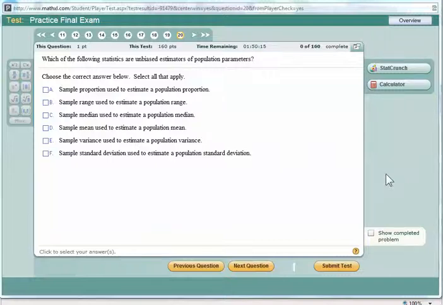Anyway, I found this is one of the ones that was missed. And not all your tests are the same, because questions are pooled, and then questions are provided in random categories or randomized from the pools. Okay, anyway, so this question is, which of the following statistics are unbiased estimators of the population parameters?